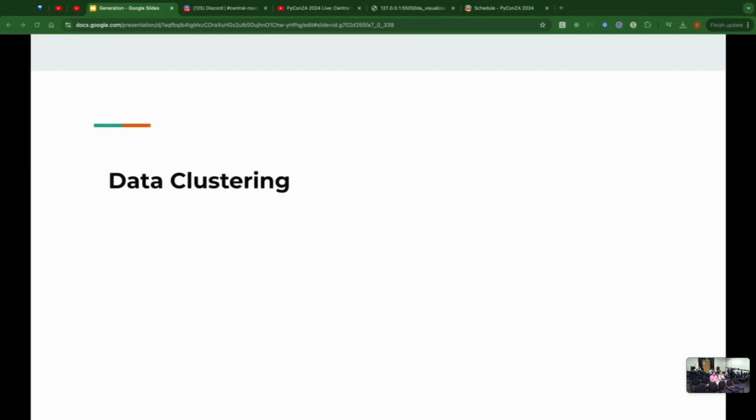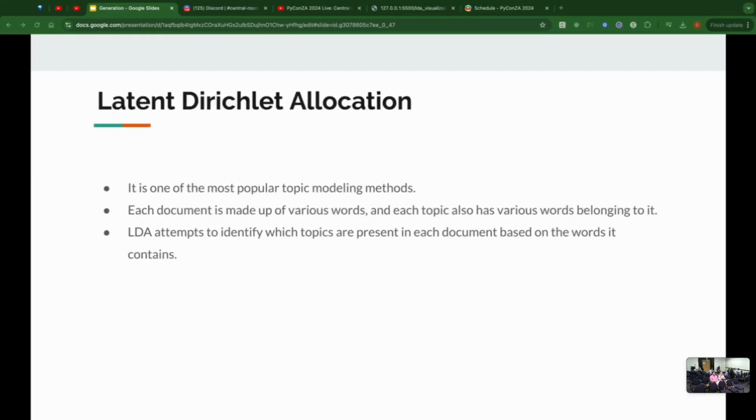Now we will focus on the data clustering part, where we will discuss different algorithms which we will be using to extract the semantic meaning. First is latent Dirichlet allocation. It is one of the most popular topic modeling methods. In this case, each document is made of various words, and all the words present in a document are divided into buckets based on which bucket they are semantically closer to.